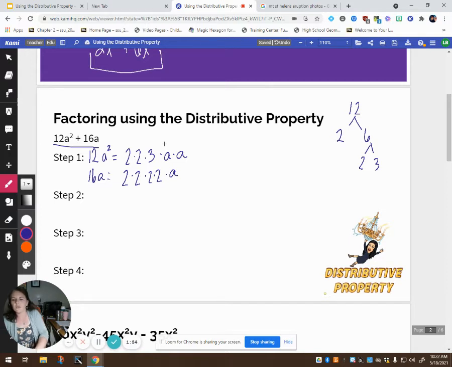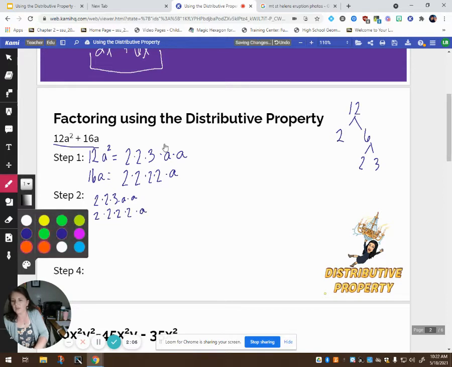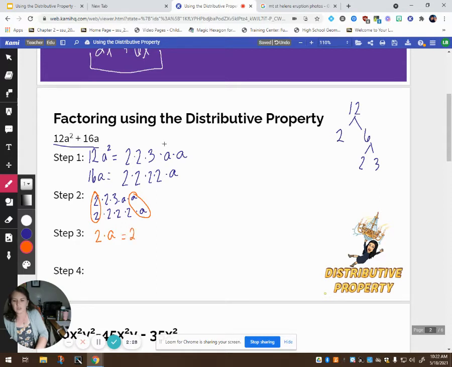Okay, so step 2 is to take these prime factorizations that we just wrote out and underline what they both have in common. I'm going to use a different color here, or in my case, I'm going to circle them. What do they both have in common? They each have a 2, and each has an a. So I'm going to put that together: 2 times a. This is the GCF of both of these terms. The GCF of both terms is 2 times a, which is nothing more than 2a.